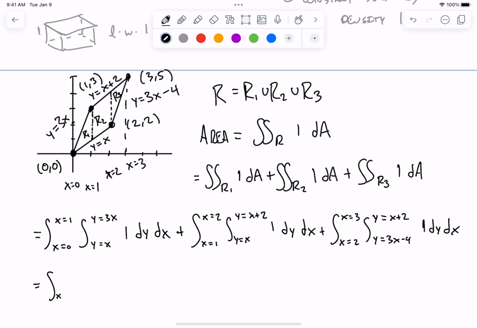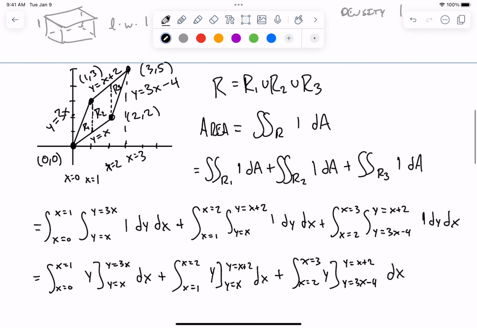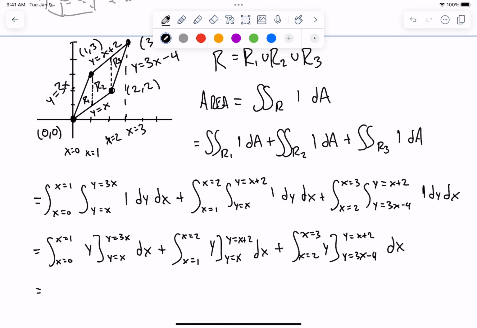Now I can integrate, right? So fortunately here the antiderivative is squeaky clean, right? It's just y in all 3 cases, because the antiderivative of 1 is y. Oop, plus, not equals. There we go. Then I can plug in these functions.